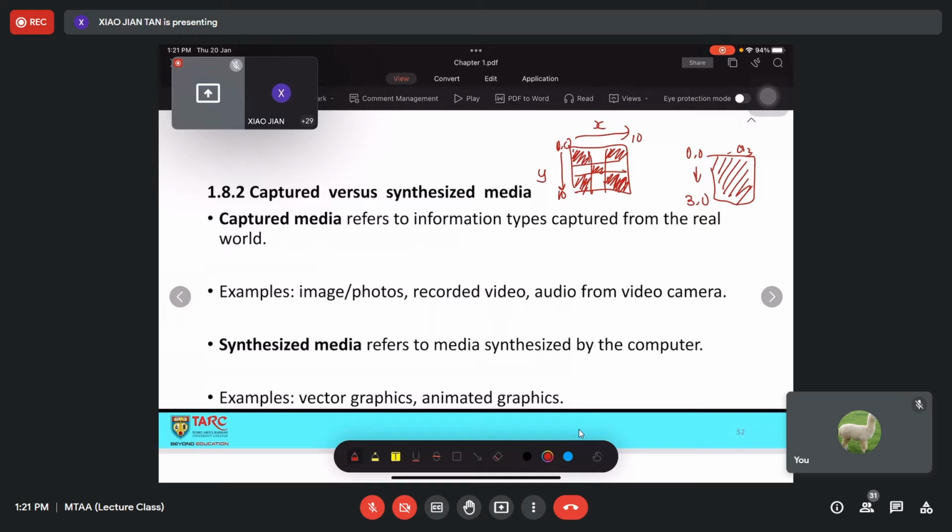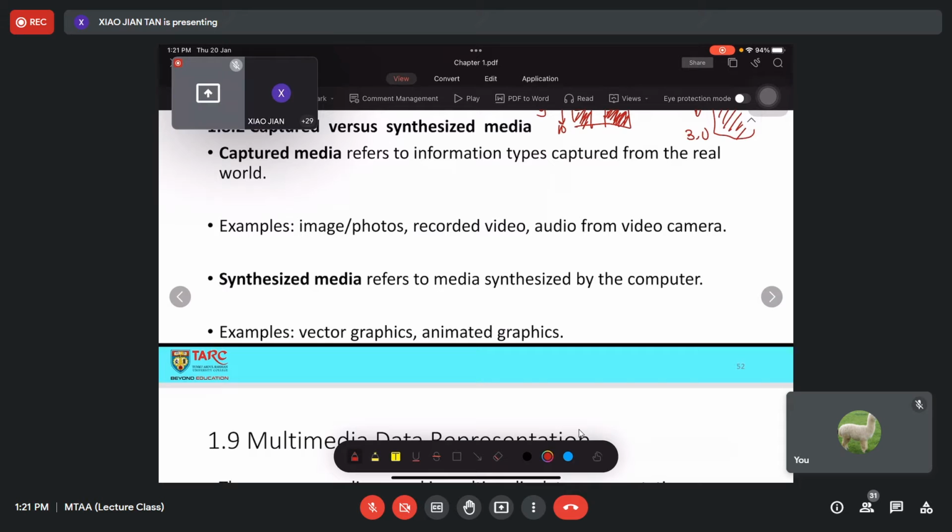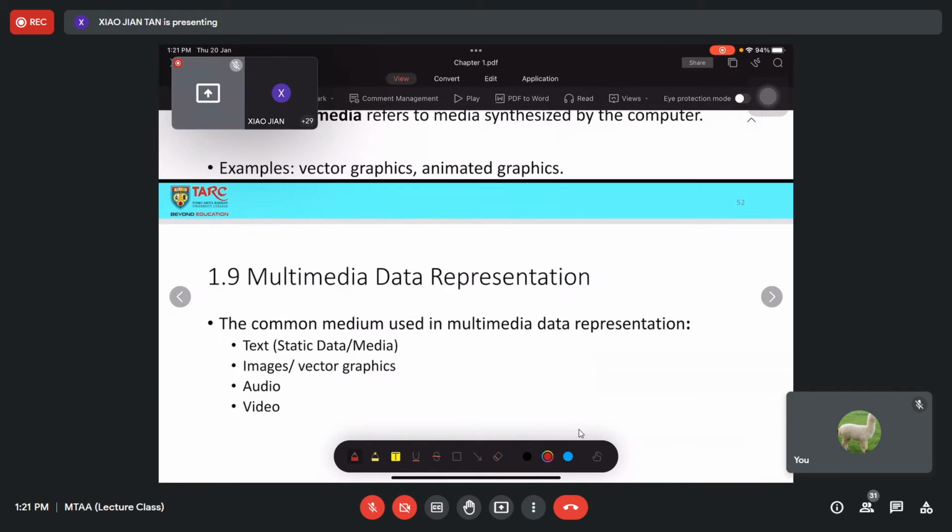I believe not only Matlab, many other different image processing software can do it. So all these kinds of images, which are created by declaring a specific intensity value for a specific coordinate in an image, we call synthetic media. The capture media would be the video that you capture all the while. Examples would be vector graphic and animated graphic.